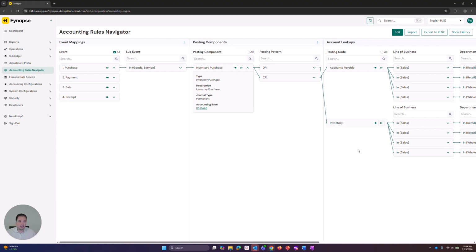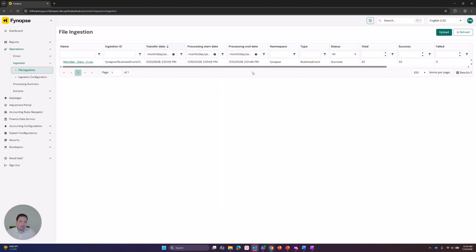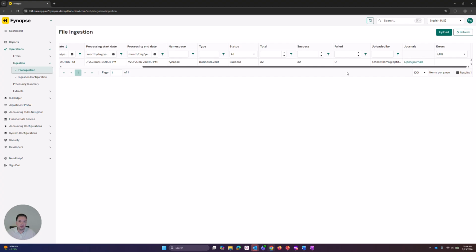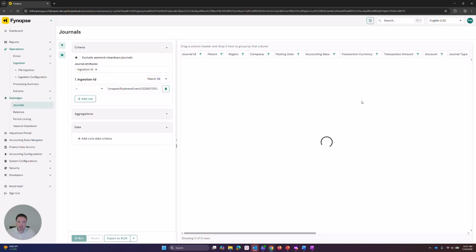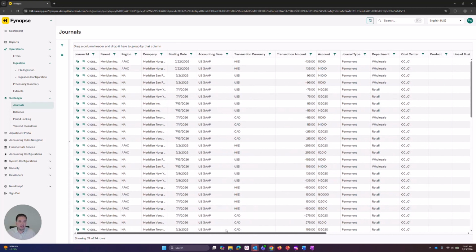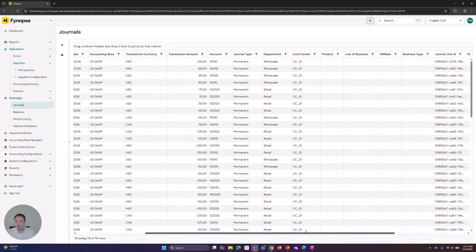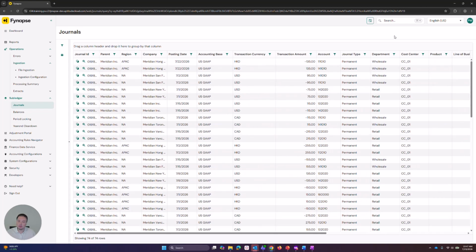Finally, the accounting engine combines all of those resolved accounts with the transaction amount to generate an accounting journal. Once business event data is loaded into Fynapse, every journal that is produced is balanced by design, maintains complete traceability back to the originating purchase event, and records every configuration decision made along the way. So ultimately, that will give finance teams full confidence, full transparency, and full auditability in the accounting output.